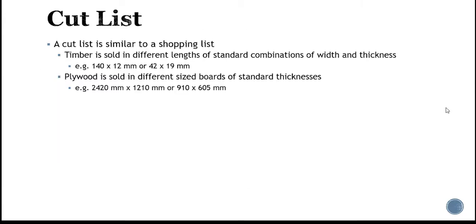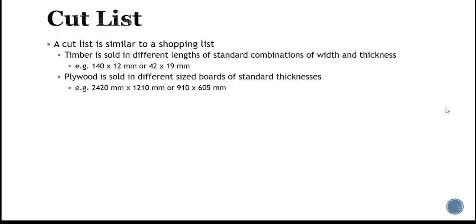Now the parts list helps us to compile the cut list, and a cut list is something similar to a shopping list. You will not be able to go along to a shop and say, hey, here are my pieces and parts, can I have all of them off your shelves? They don't sell timber in that way. Timber is sold in different lengths of standard combinations of width and thickness. So I can buy timber that's 140 by 12 millimeters, 140 wide, 12 millimeters thick, and I can buy it in lengths that range from 1.8 meters to 5.6 meters. I can go buy 42 by 19 millimeter timber in the same range of lengths. It's probably every 300 millimeter increments. I cannot go and buy 457 millimeters. They will not sell it to me.